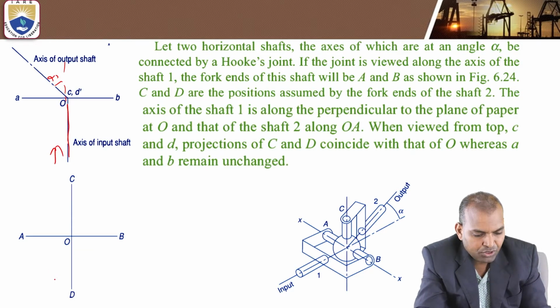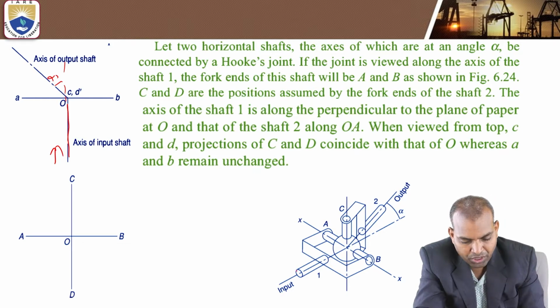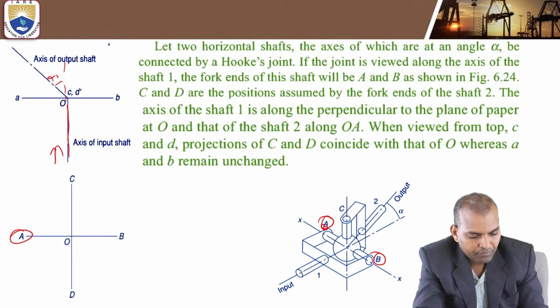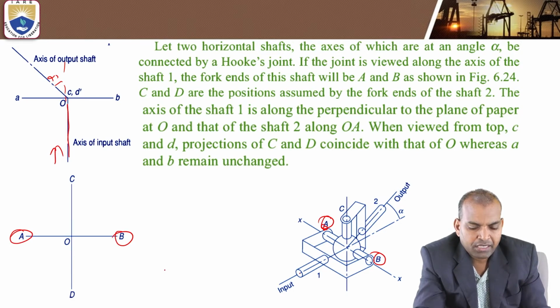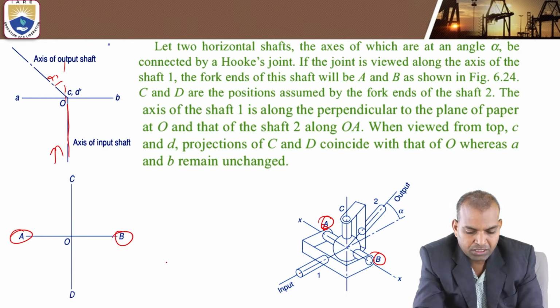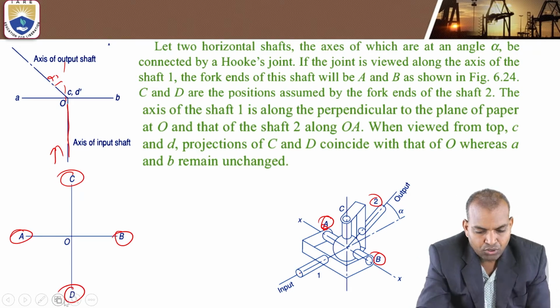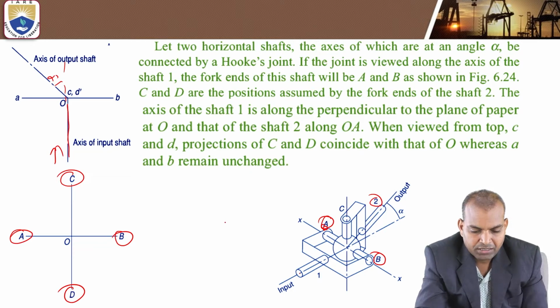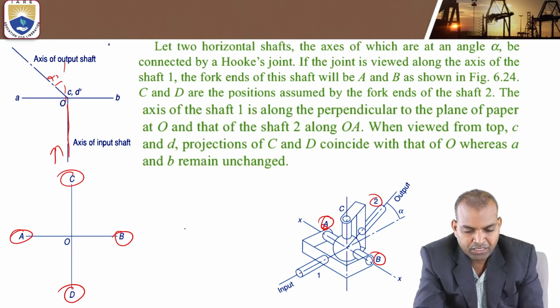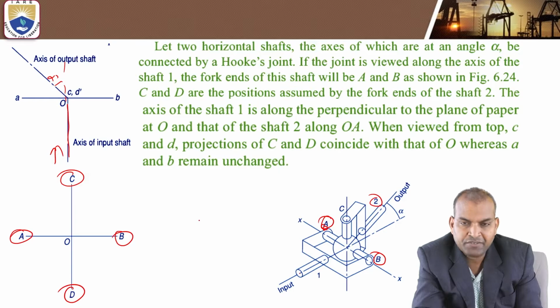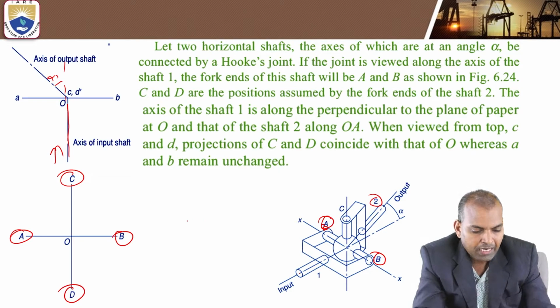The fork ends of shaft 1 are A and B. And the fork ends of shaft 2 are C and D. The axis of shaft 1 is perpendicular to the plane of the paper at O, and that of shaft 2 is along OA.